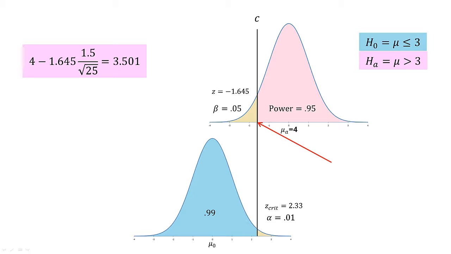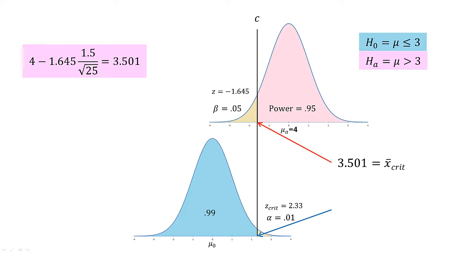So again, the 1.645 is how many standard errors below the mean we are, and then the 1.5 divided by the square root of 25 is the actual size of the standard error itself. So here we are 1.645 standard errors of this size below the mean. Now we find this out, and that is a critical mean of 3.501.